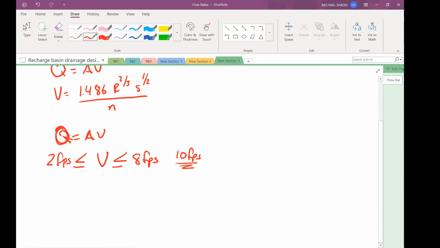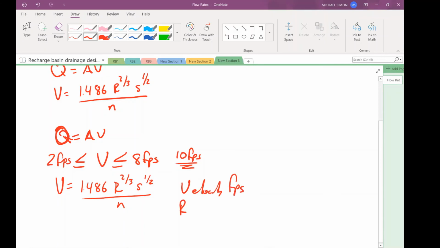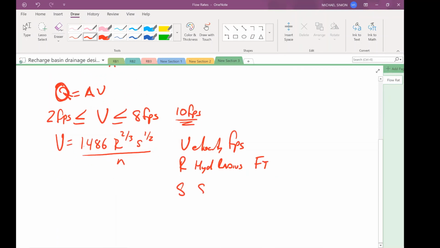Then we have this other equation, Manning's equation, 1.486 R to the 2/3, S to the 1/2 over N. In the PowerPoint, I gave you all the variables we had for this. V is your velocity in feet per second. R is your hydraulic radius, which has units of feet. S is your slope, in feet per foot. And N is your roughness coefficient, and that's unitless.